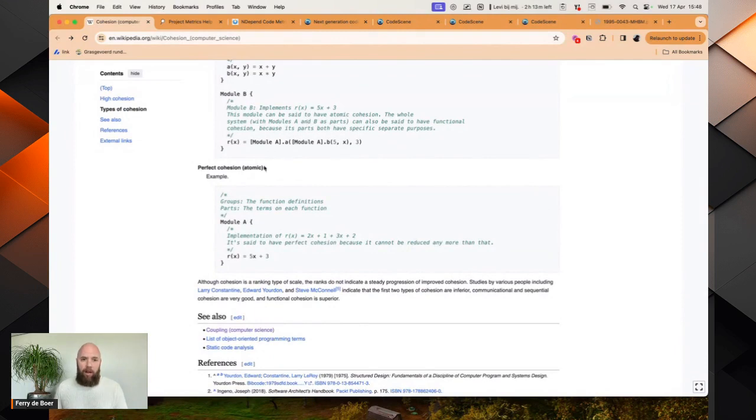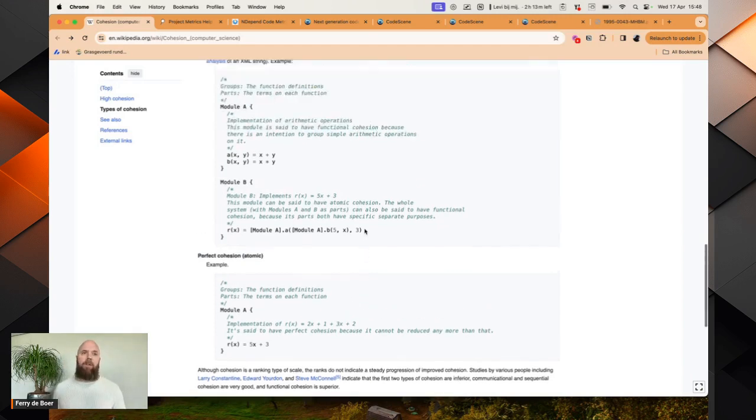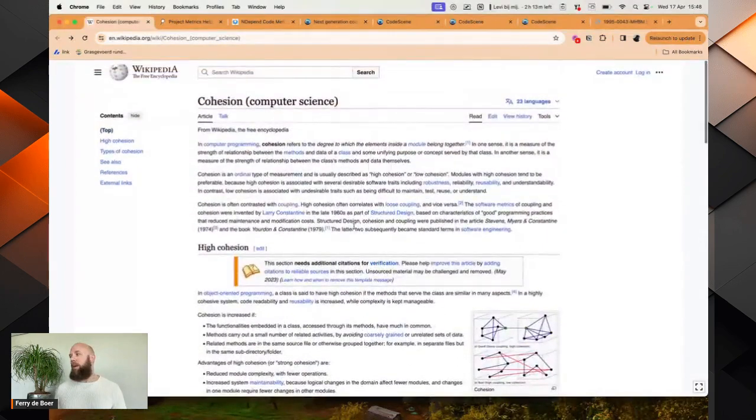Perfect cohesion is atomic. I think what's interesting is what they explain here, that they're not referencing perfect cohesion. If you go too far with cohesion, you basically get just a set of single functions that has a lot of coupling in between, and it becomes very hard to understand the code. So you have to find a certain balance there. Hence, how do you assess the metrics? Let's first look at the metrics now.